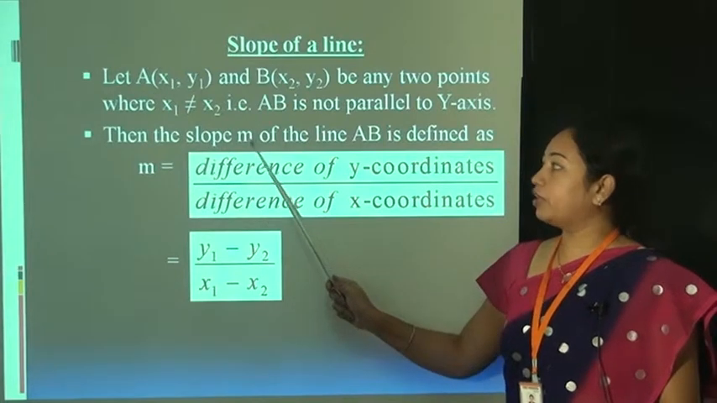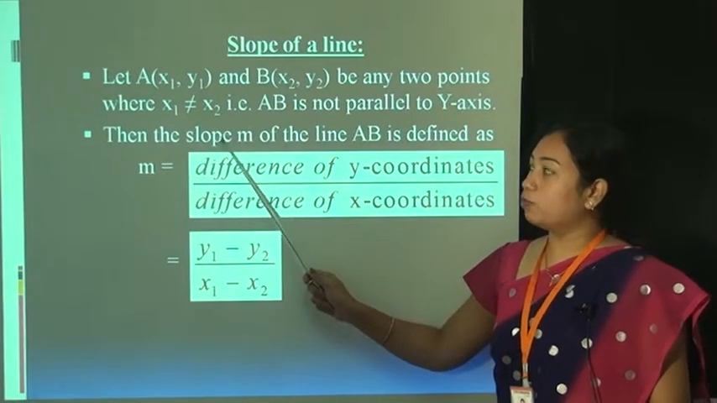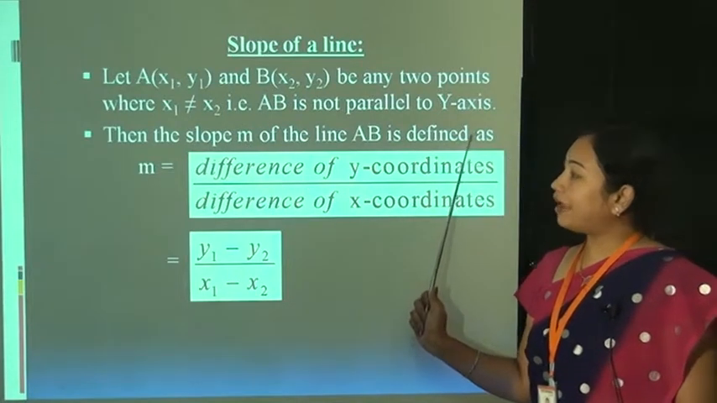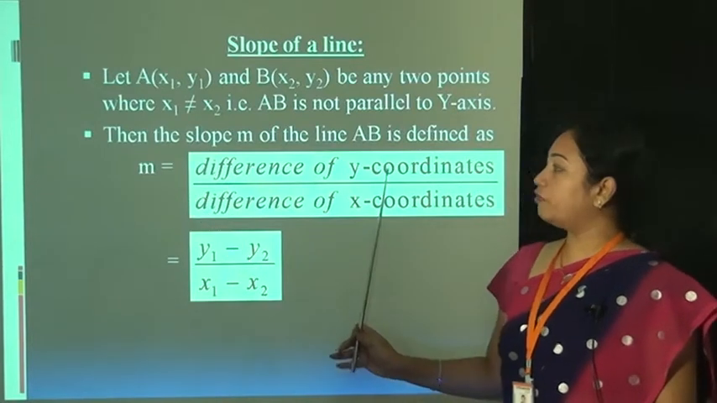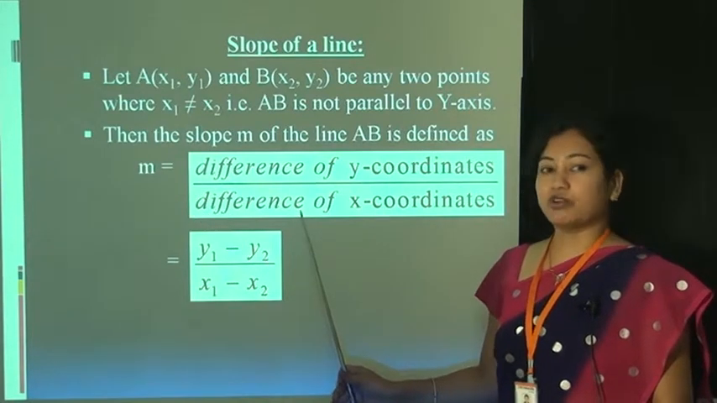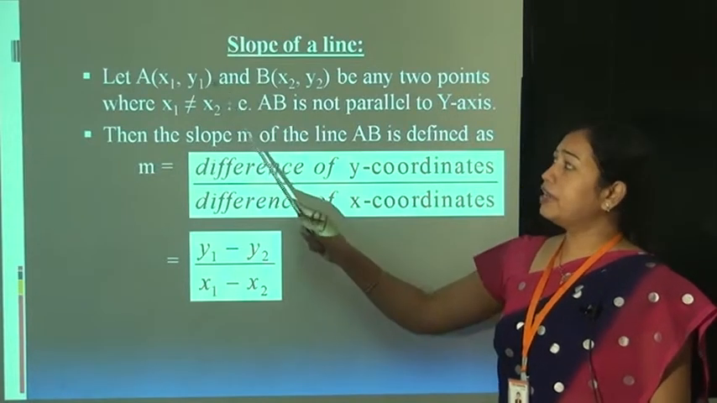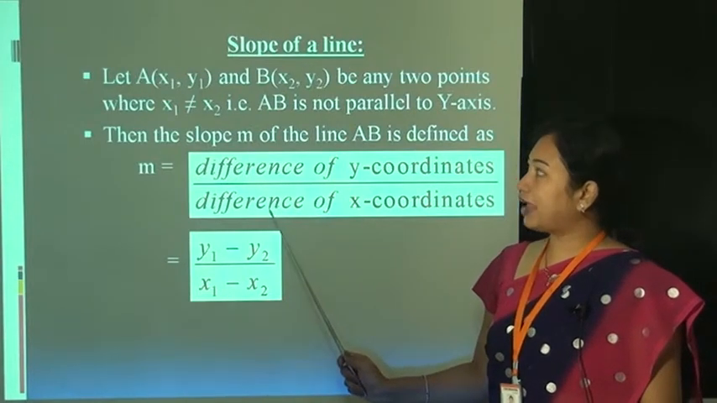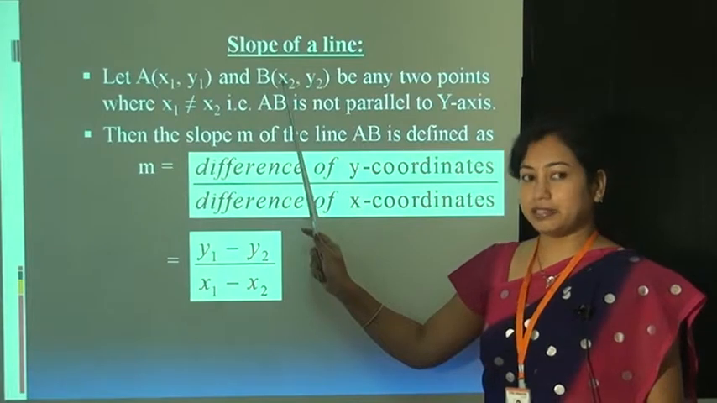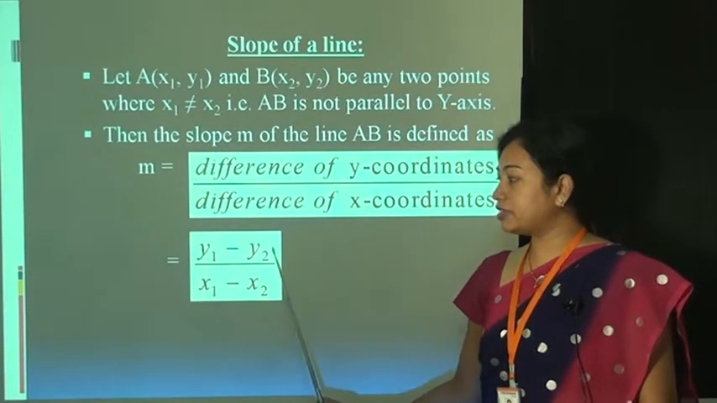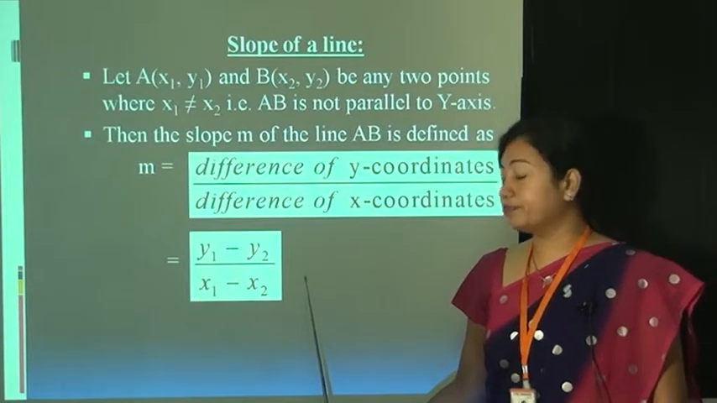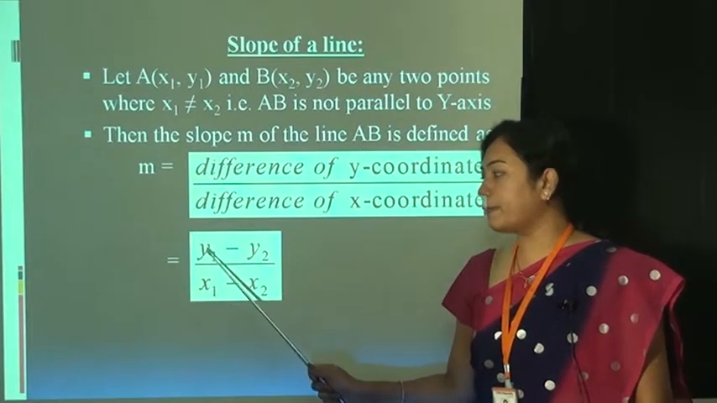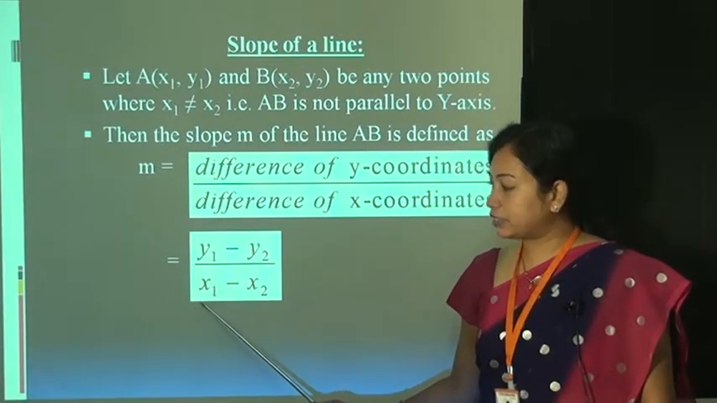Then the slope m, here we denote the slope by small m, of the line AB is defined as the difference of the y coordinates divided by the difference of the x coordinates. That means (y1 - y2) divided by (x1 - x2). Also you can write (y2 - y1) divided by (x2 - x1). That means if you take y2 first on top, then x2 comes first below, and if you take y1 first on top, then x1 comes below.